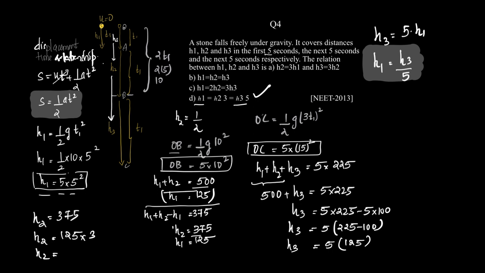125 from the question is H1. So H2 is equal to H1 into 3, in which case what is H1 equal to? H1 is equal to H2 by 3. And therefore H1 is equal to H2 by 3 is the required value, which makes the correct option as option D.